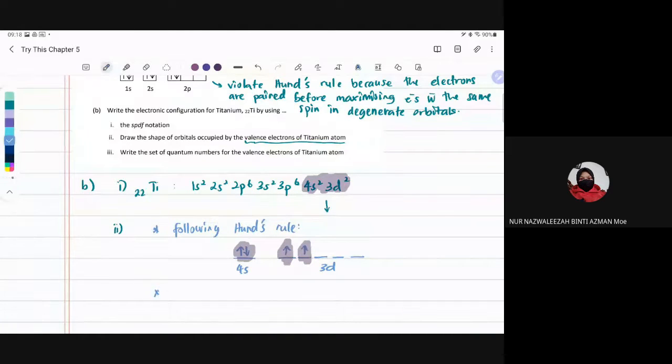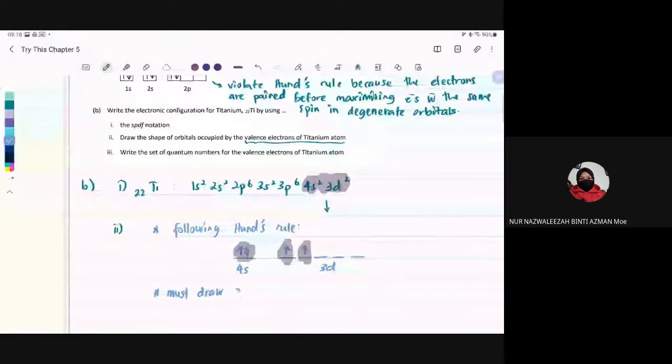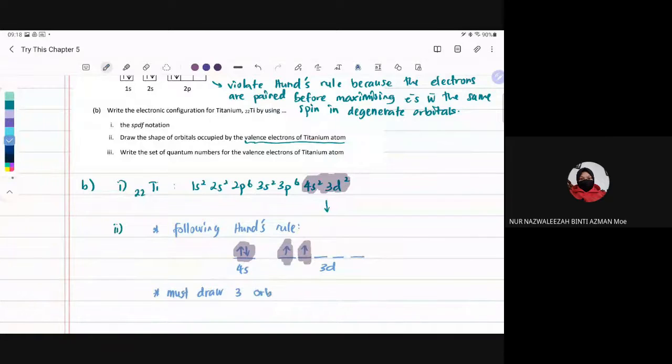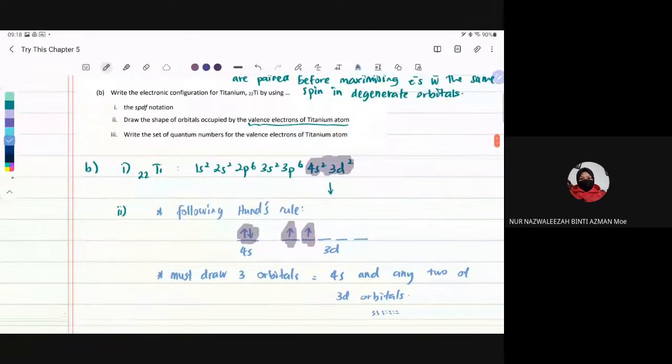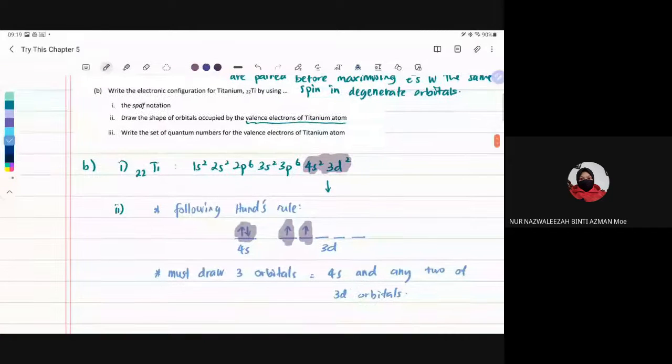So, must draw 3 orbitals, iaitu 4s and any 2 of 3d orbitals. So kamu nak lukis 3dxy, 3dxz, yz, x square, y square dan juga z square, mana-mana pun boleh. You can choose any dua, mana-mana dua 3d orbitals.